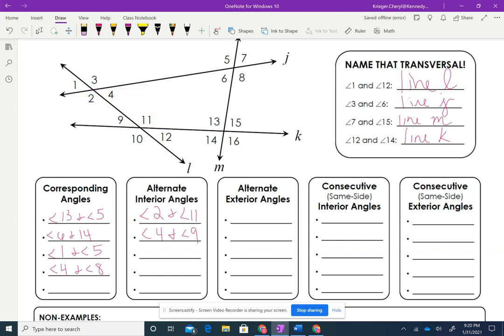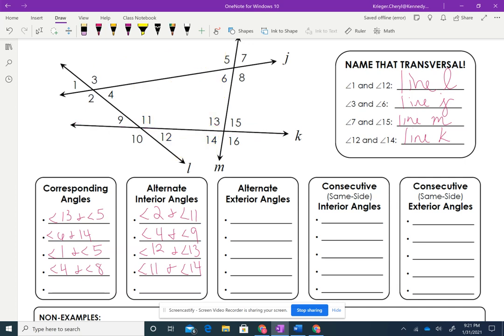All right, let's try another one. Let's try K as a transversal this time. K is a transversal. Oh, that wasn't very good. Okay, so now my interior would be here between L and M, right? That's my interior. And it's got a crossover line K. That would be angle 12 and angle 13. Angle 11 and angle 14. Okay, so not too bad.